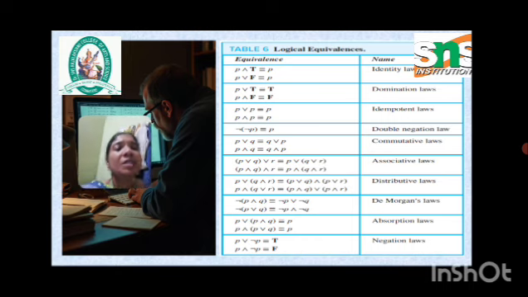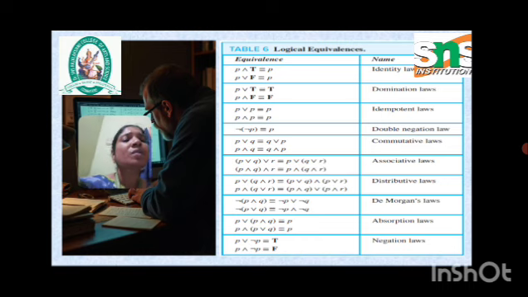The next one is double negation. It implies the double negation of P must be equivalent to P. The next one is commutative law. Commutative law denotes the swapping of two variables, such as P or Q equivalent to Q or P. The same repeats in the conjunction also. P and Q must be equivalent to Q and P. These are the following swapping methods of a commutative law.